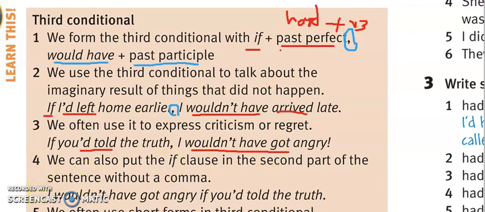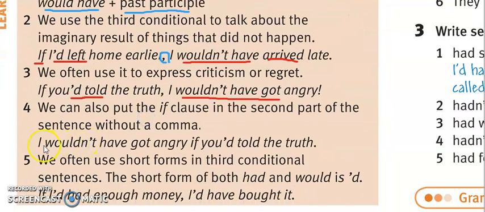And the fourth note is we can also put the if clause in the second part of the sentence without a comma. That means we can start the sentence with the result clause, then drop the comma and put the if clause at the end of the sentence. Look at this example: I wouldn't have got angry if you had told the truth. It's the same sentence as before, but we reversed the roles.